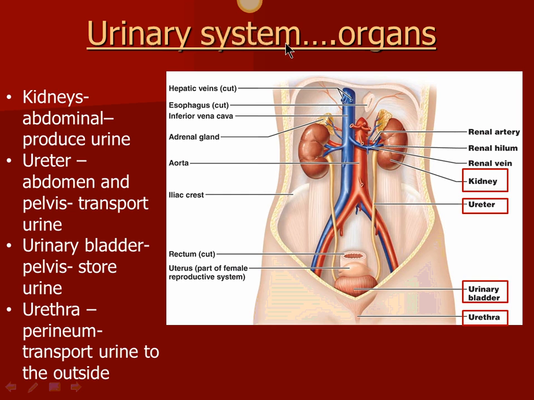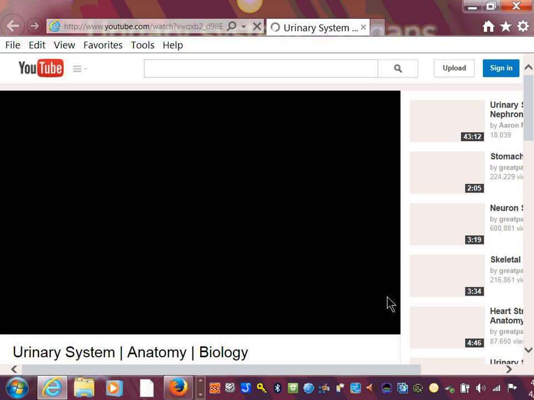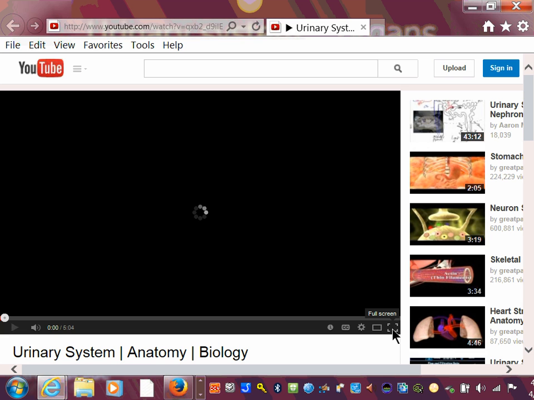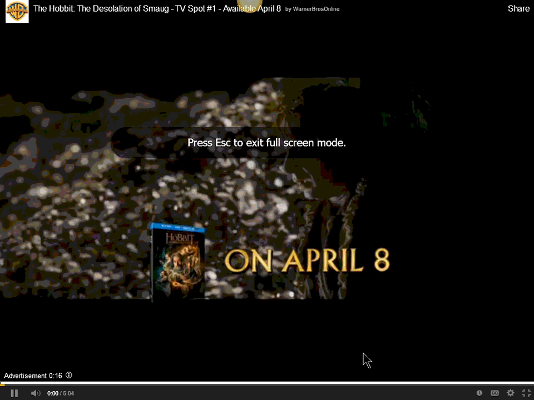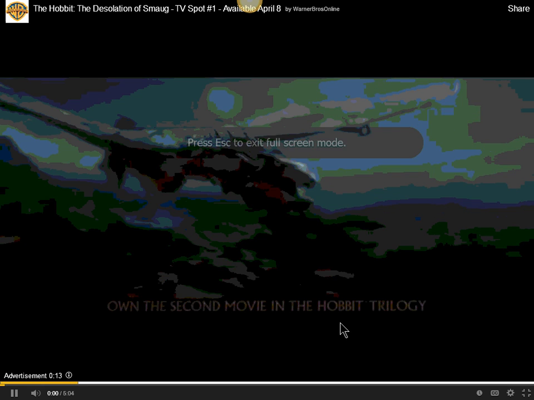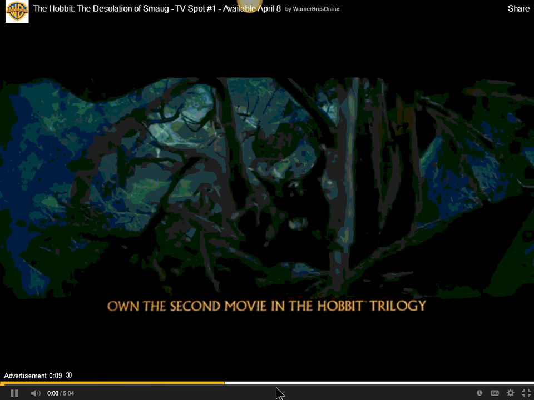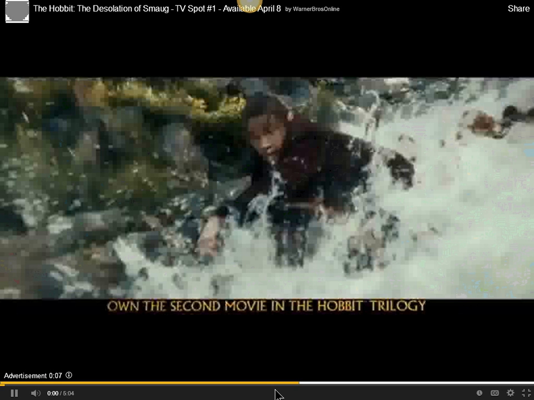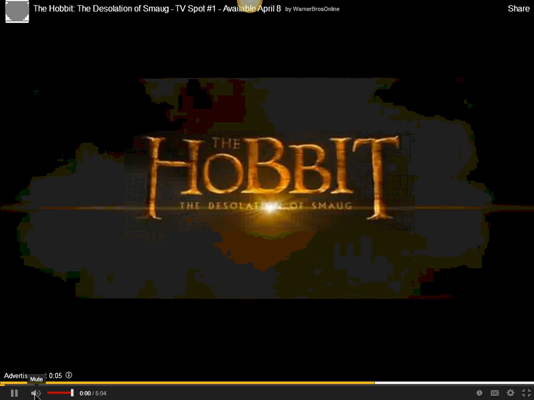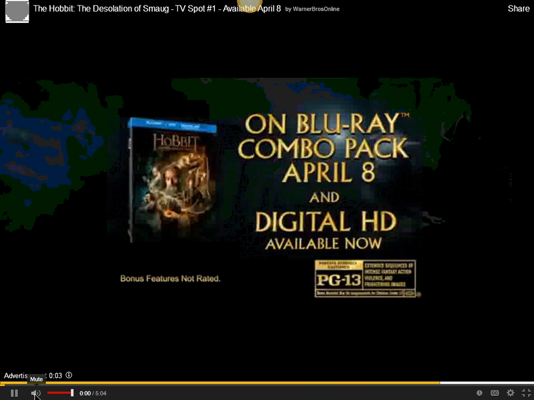On April 8, prepare to face the forces of darkness. Here's a commander of legions. We can't give up now. On The Hobbit, The Desolation of Smaug, on Blu-ray.